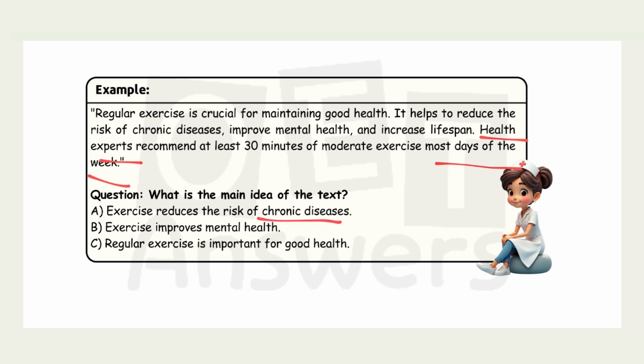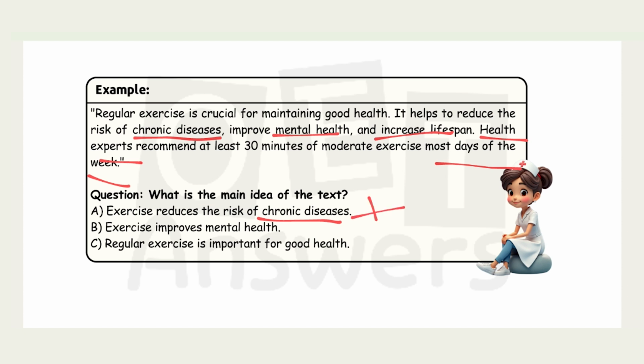So this is a correct point, but this is not the main idea. Main idea means, I told you already, in a single line. If you are seeing this, you cannot take this as the right answer. Not only for chronic diseases, they have also stated improve mental health, increase lifespan, a lot of information. So for partially or particularly favorable information we cannot take it, so you can eliminate option A.